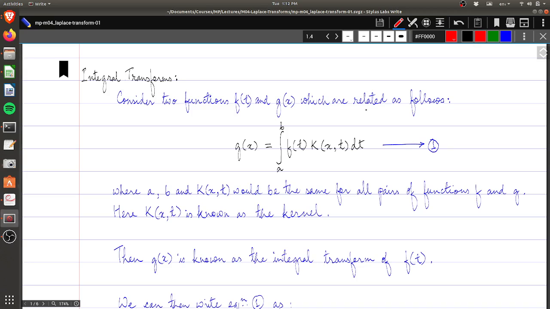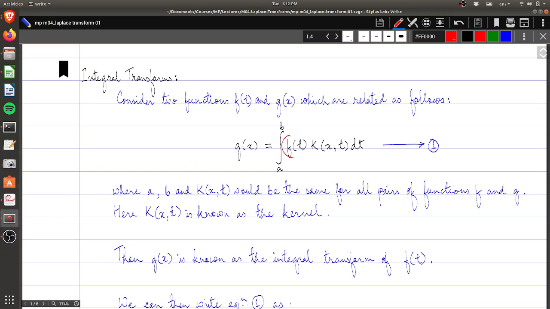This is an integration of the function f of t. And not just f of t: f of t is multiplied with some function. That function we call k, and this k is known as the kernel. This function k is known as the kernel of this transformation. This kernel k, as you can see, is a function of both x as well as t.